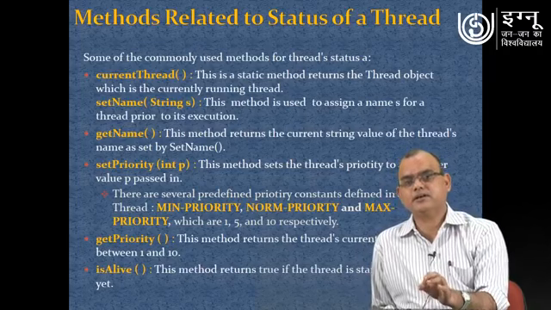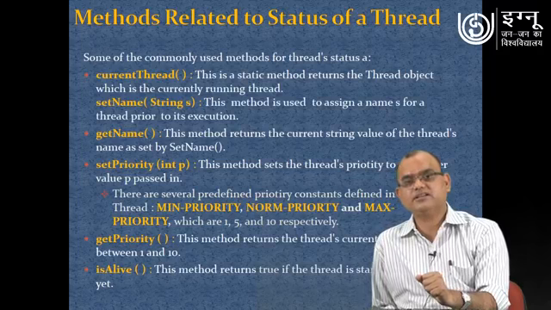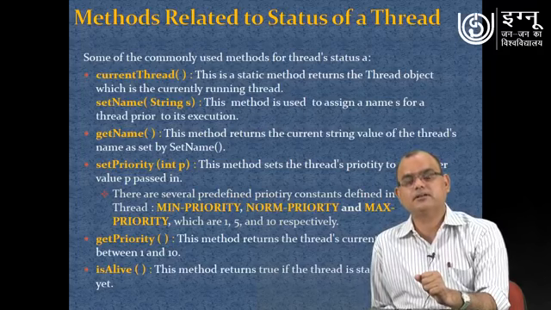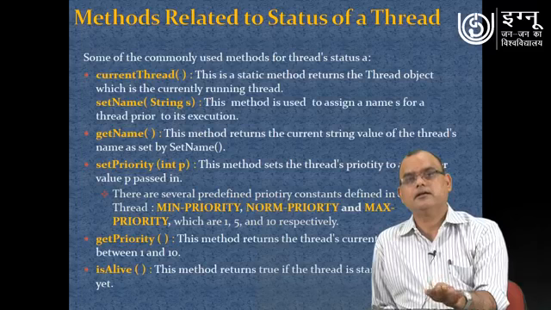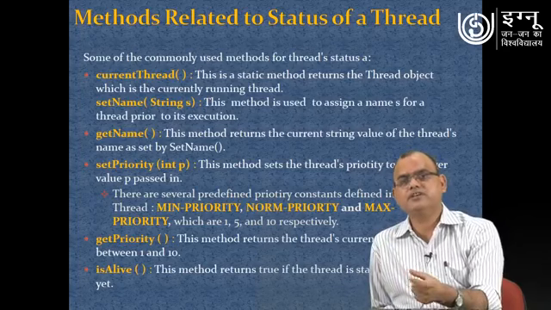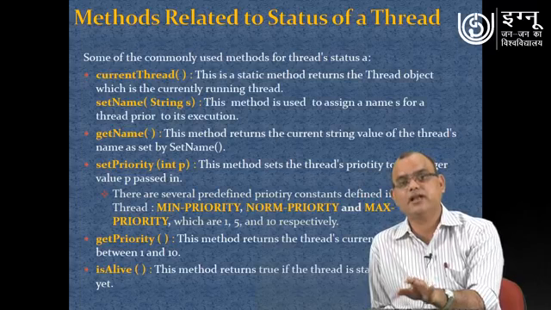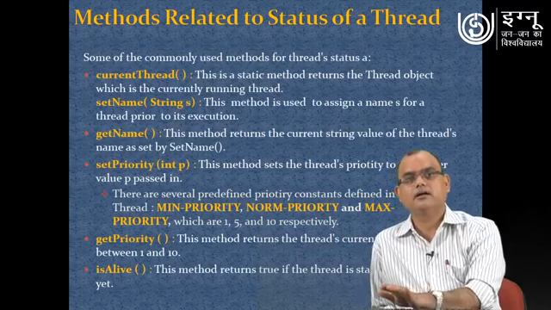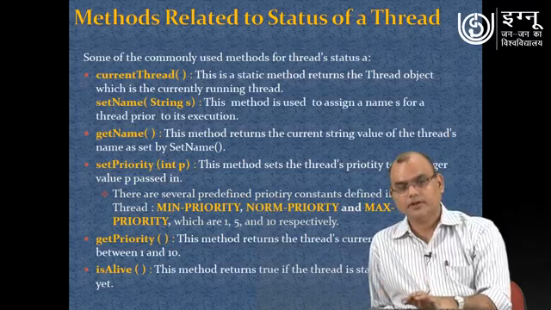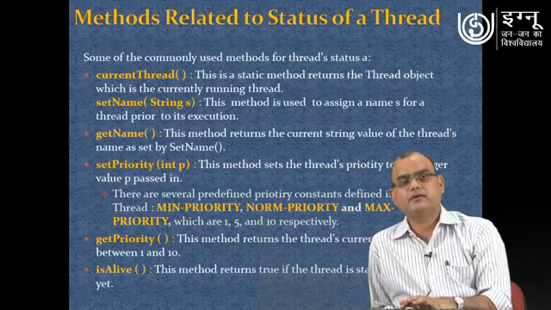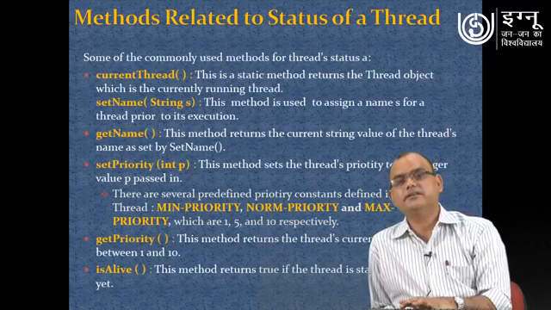The isAlive method is used to check the status of a thread, whether this particular thread is currently alive or that particular thread has completed its execution and has reached the dead state, and on the basis of that you can make decisions for further activities in your program.